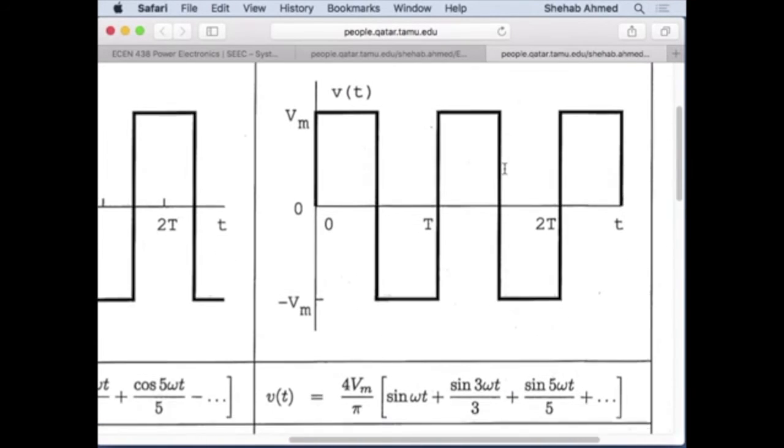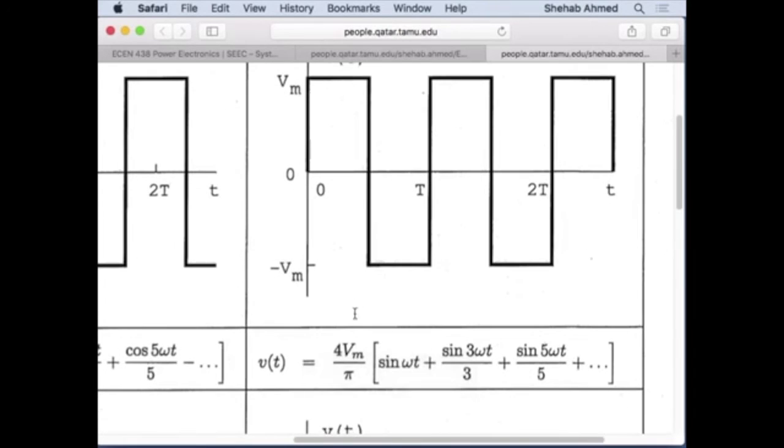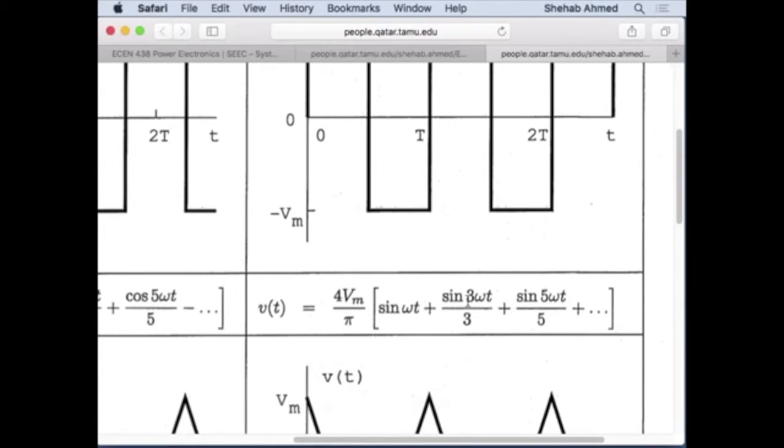So for the voltage waveform, we have a square wave. Its Fourier series is V max over pi times sine omega t plus sine 3 omega t over 3 plus sine 5 omega t over 5, etc., right? So this is easy. We can analyze that. We take the different components of the voltage Fourier series, divide them by my impedance at every frequency, and find the current at every harmonic frequency, right?